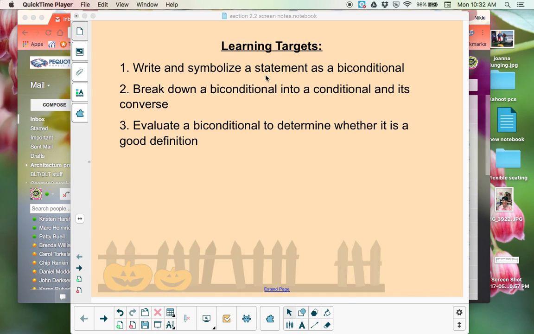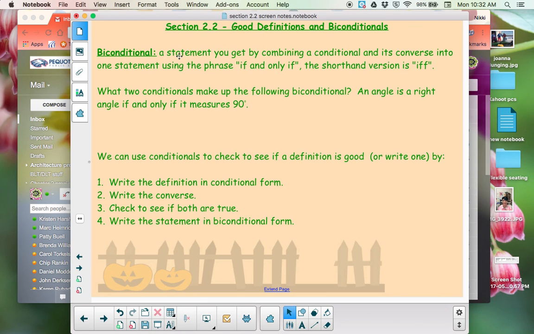In section 2.2, we're going to discuss what a biconditional is. We're going to talk about the relationships between conditionals and biconditionals, and then we're going to use biconditionals to determine if a statement is a good definition. Okay, so what is a biconditional?